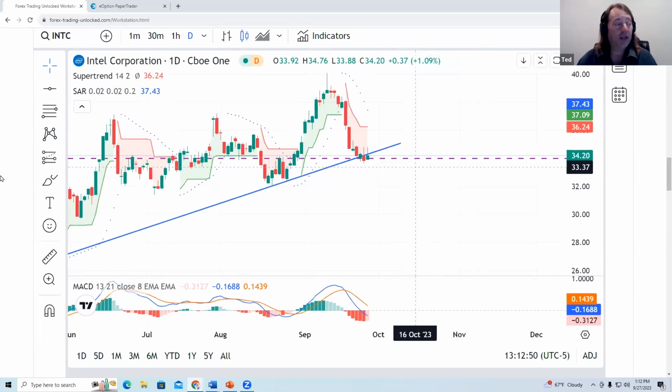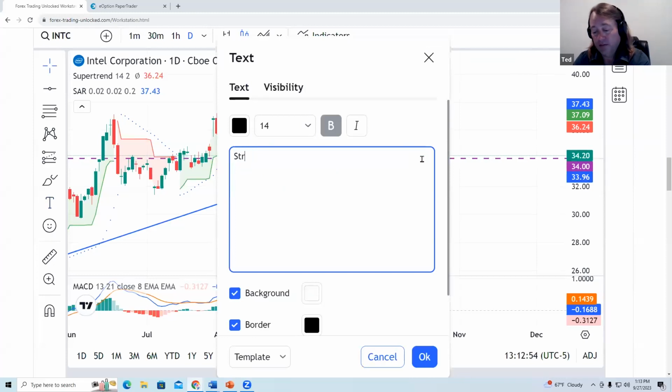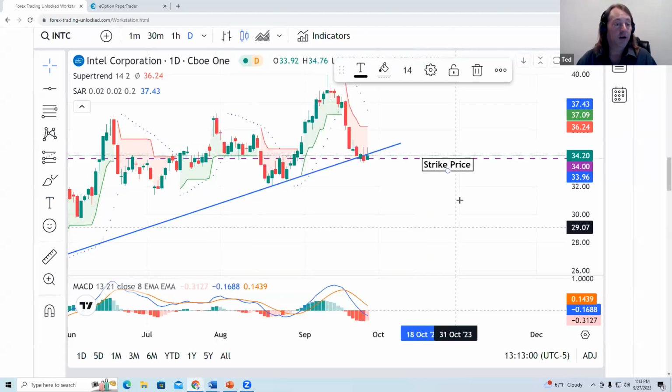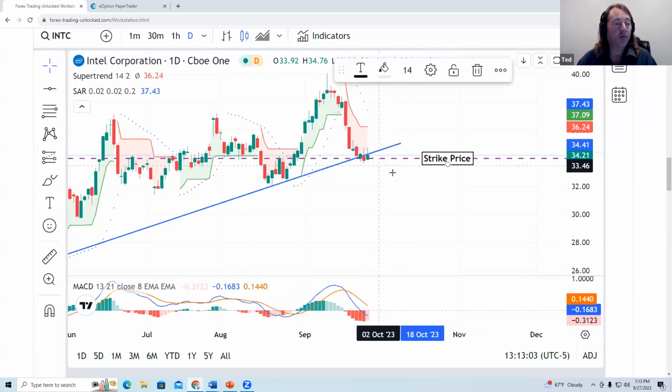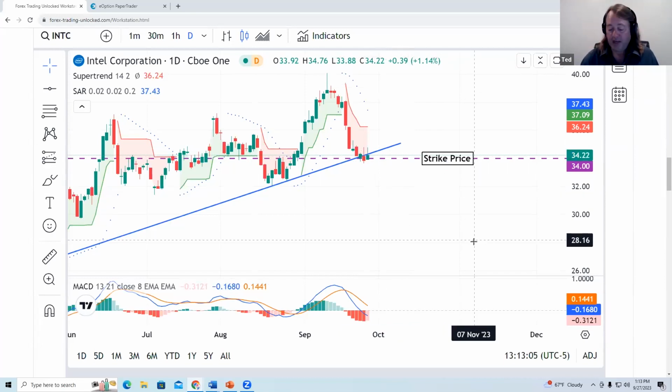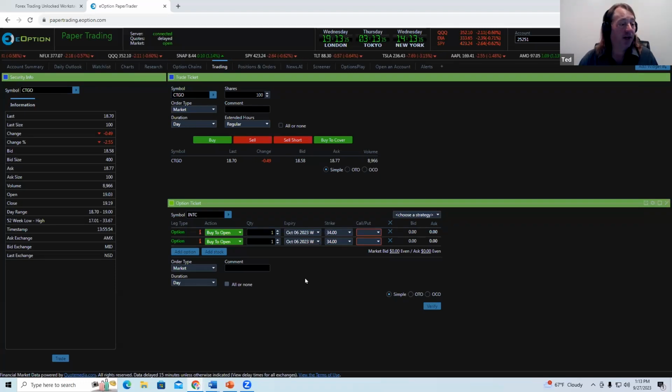Okay, so here we have our $34. This is going to be our strike price right here. Make that really easy for you to see there and clear. All right, so this is our base level. This is our number we're going to use for what we're going to look at for these different trades here. Okay, so now we go back to the e-option trading platform.